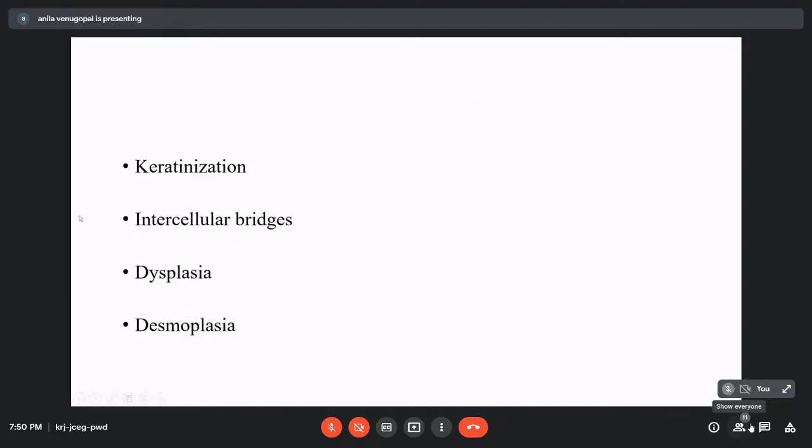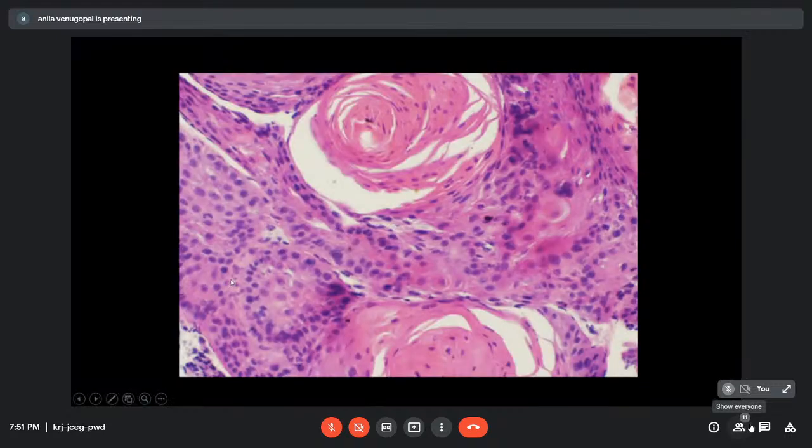So, like other squamous cell carcinomas of the head and neck region, the keratinization is there, intercellular bridges are there, dysplasia is there, desmoplasia is there. Remember, all these features are absent in your non-keratinizing. So, this is a classical squamous cell carcinoma like elsewhere.